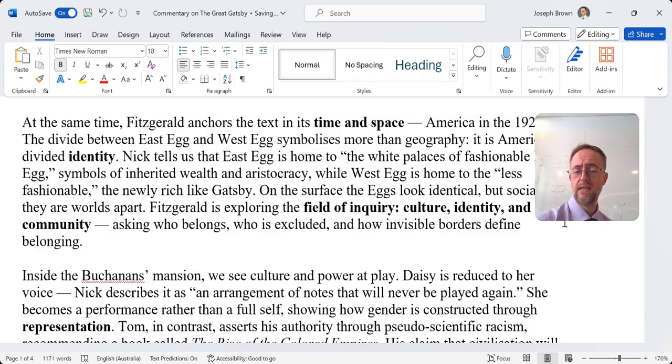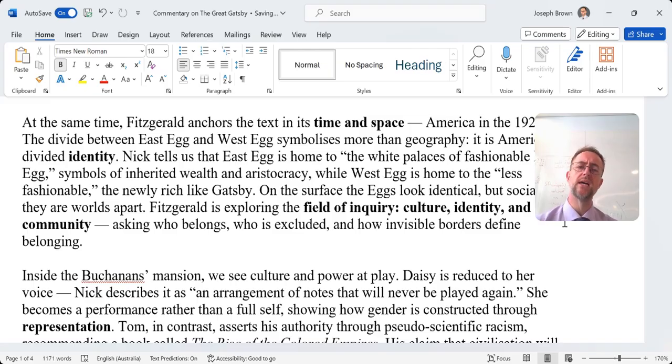The divide between East Egg and West Egg symbolizes more than geography. It is America's divided identity, and that's very important. A lot of students will want to tell me this is the American national identity and give me one narrative, or this is the American dream and give me one narrative. But what Gatsby clearly shows us, and what much literature absolutely shows us, is that there is no one identity. Things are divided, and it's very important that when we talk about it, we give the different perspectives.